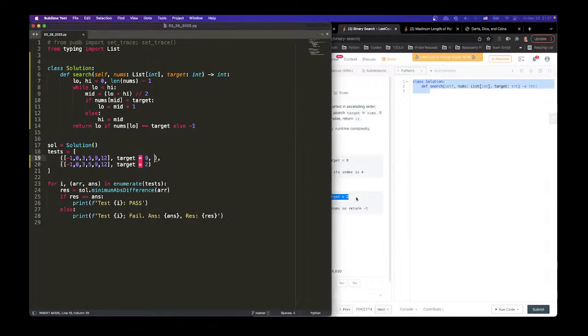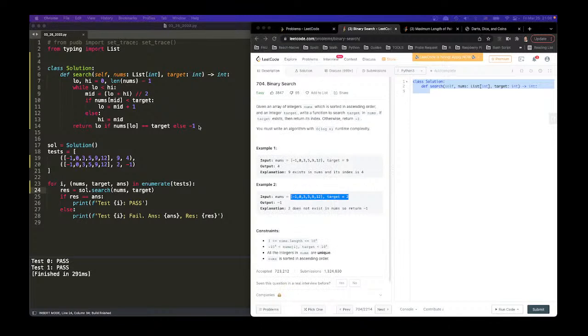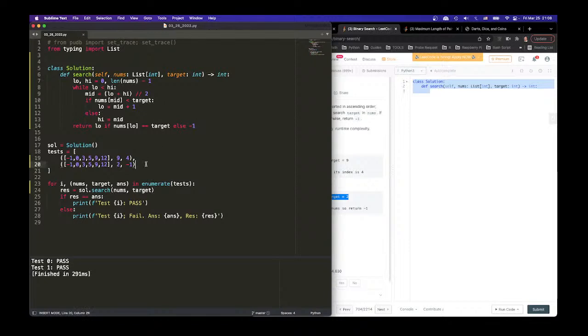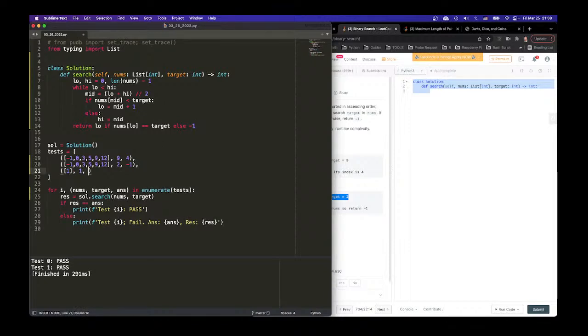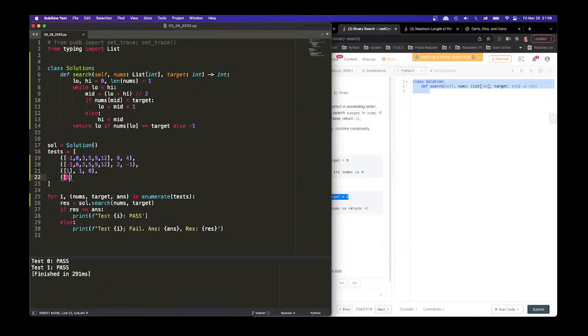Alright, first one is 4. Second one, -1. Nums, target, search. Yep. I wanna try this. 1 1 0 1, 0, -1. Oh.